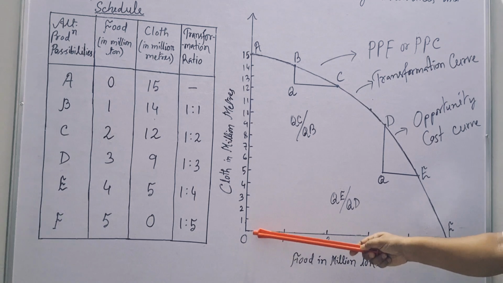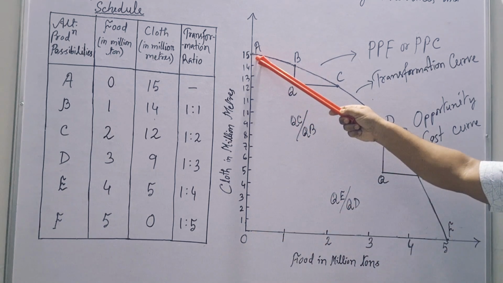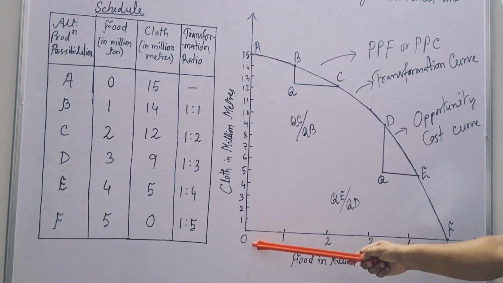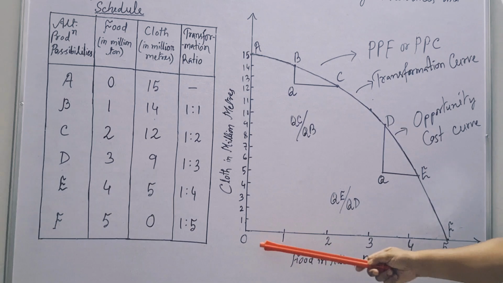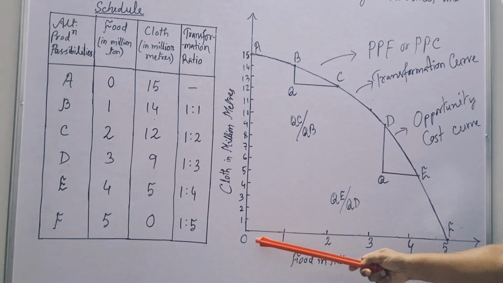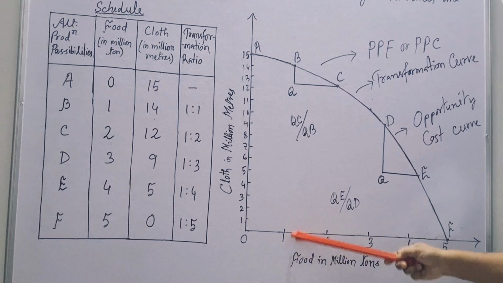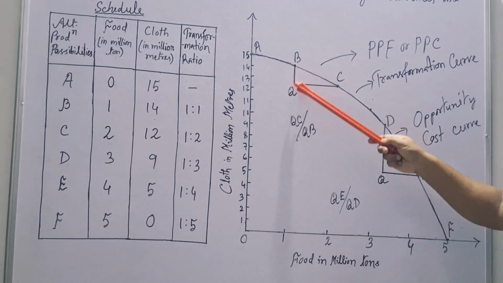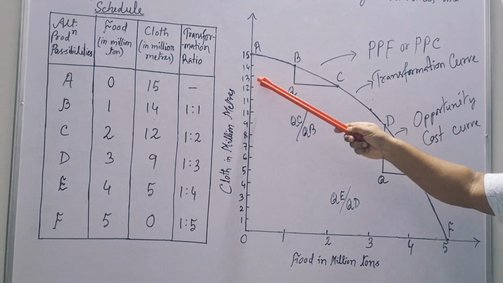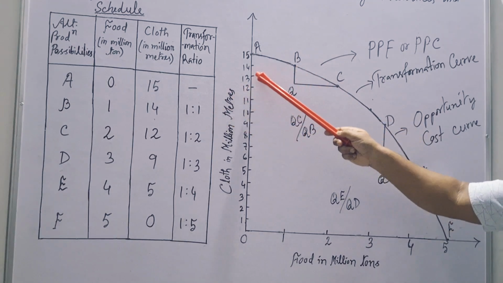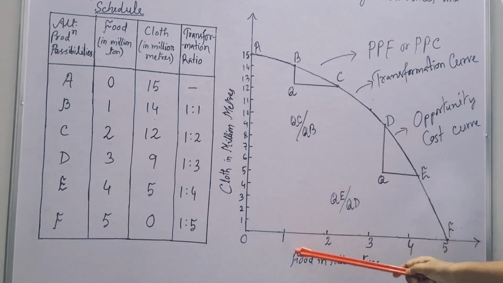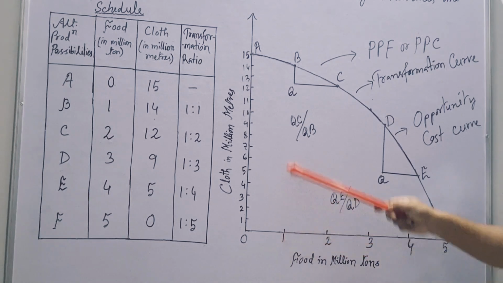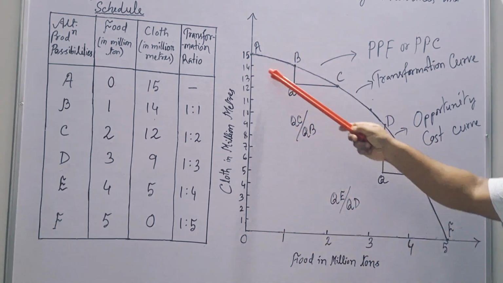the country utilizes all its resources for production of cloth, and it produces a maximum of 15 million meters of cloth, but 0 million tons of food. But when it produces one more unit of food, you see, the country has to sacrifice some units of cloth. That is, it comes down to 14. Here it is 14. It has to sacrifice 1 unit of cloth for 1 unit of food production.